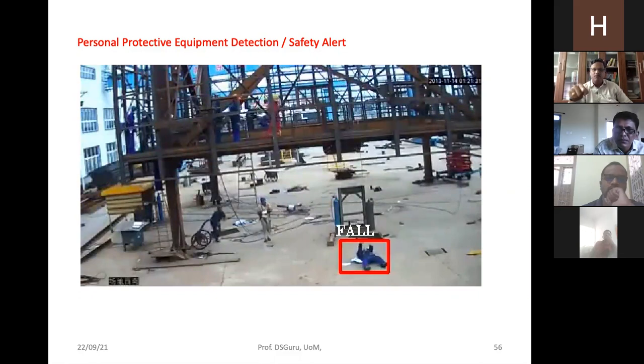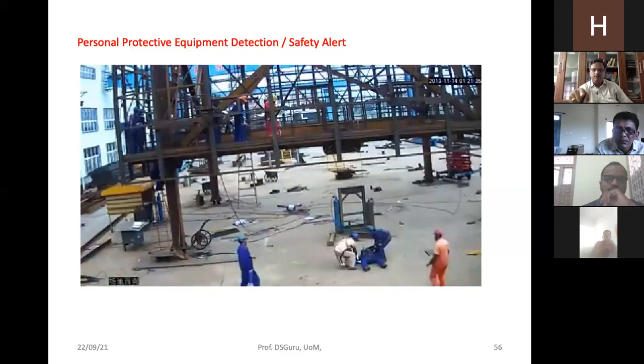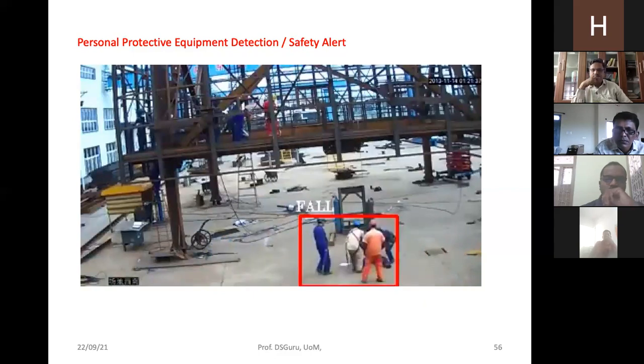Unfortunate, that's not a robot. He's an individual. He's a human being. Fell down, got injured. What is the purpose of AI then? The purpose of AI is not to detect that somebody has fallen down after he is injured. No.